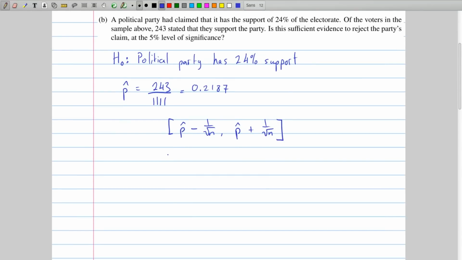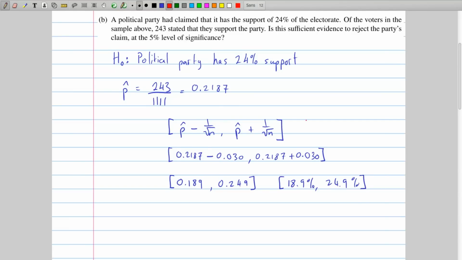So in this case, that is going to be 0.2187 minus the margin of error, which was 0.030. And it goes up to 0.2187 plus 0.030. So our confidence interval goes between 0.189 up to 0.249, or if you like it in percentage terms, you could also say that's 18.9% up to 24.9%.